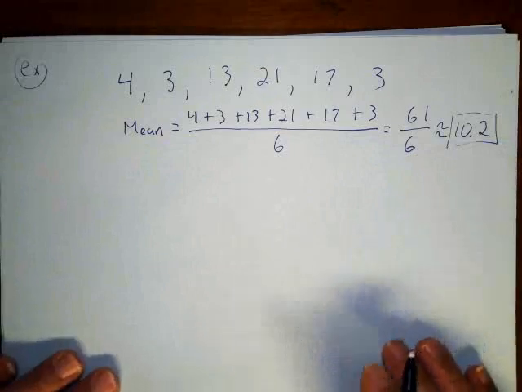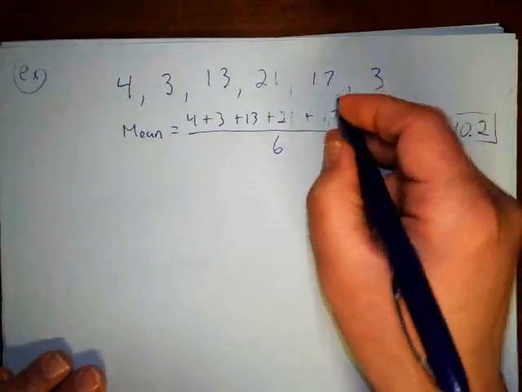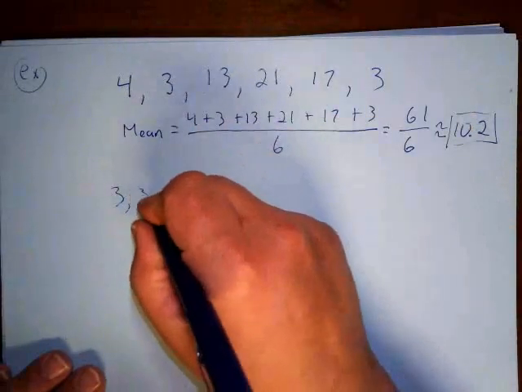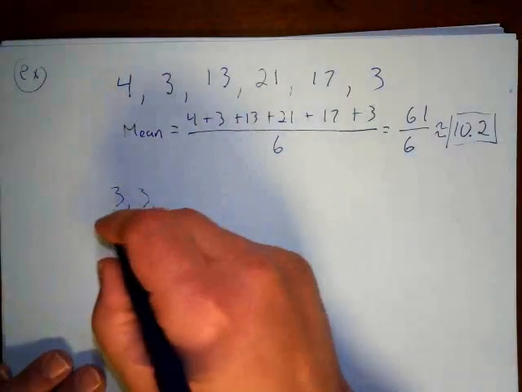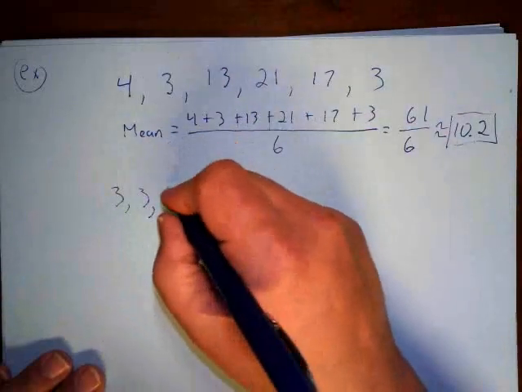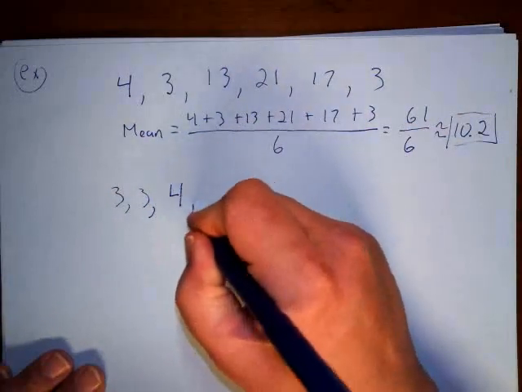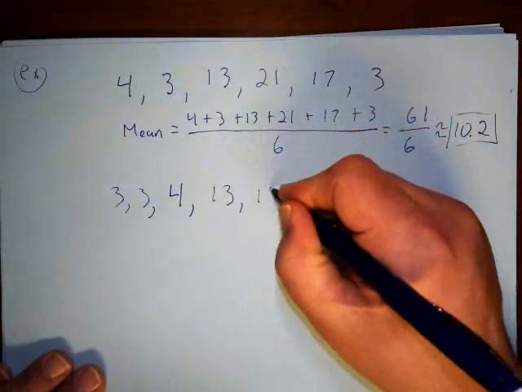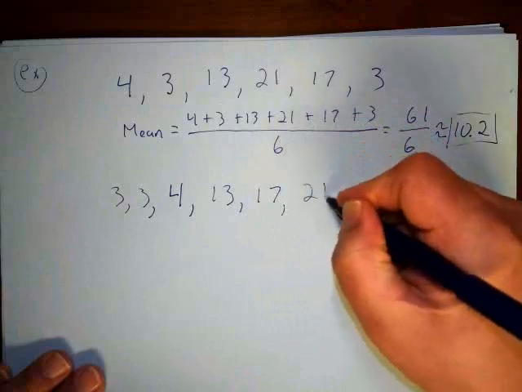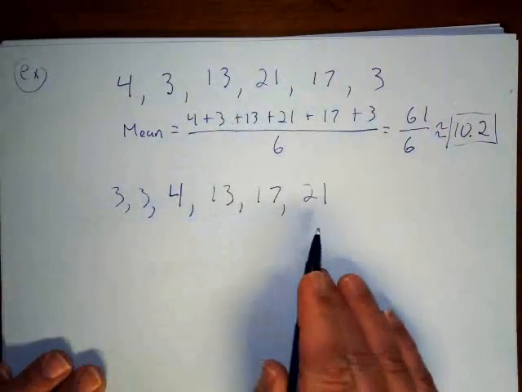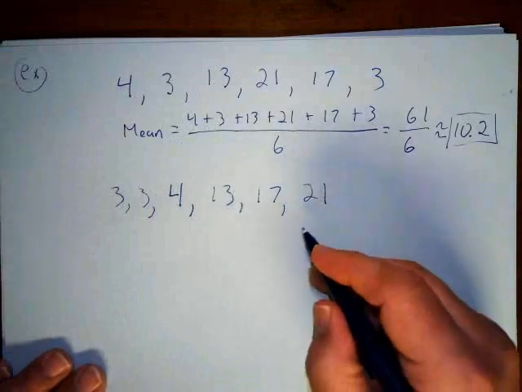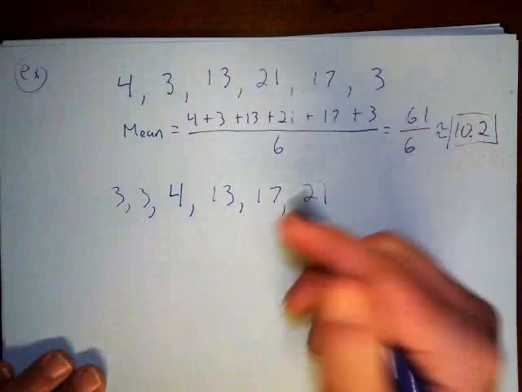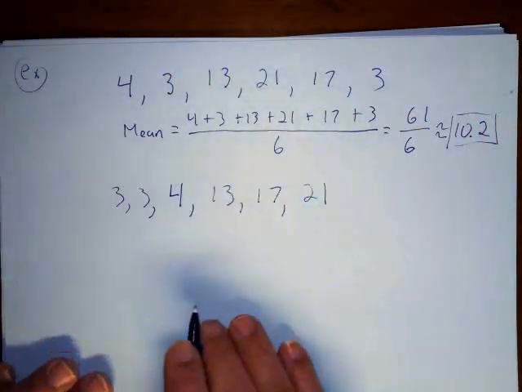Okay, for the median, I got to put the data in order. Okay, so it looks like I have a 3, another 3. So if it occurs more than once, you list them both times. 4, 13, 17, and 21. Okay, so now the data is in order. Now notice this has an even number of values in the data set, so I can split the data in half, and I'd have 3 here and 3 here, and there's no value left over to be in the middle.